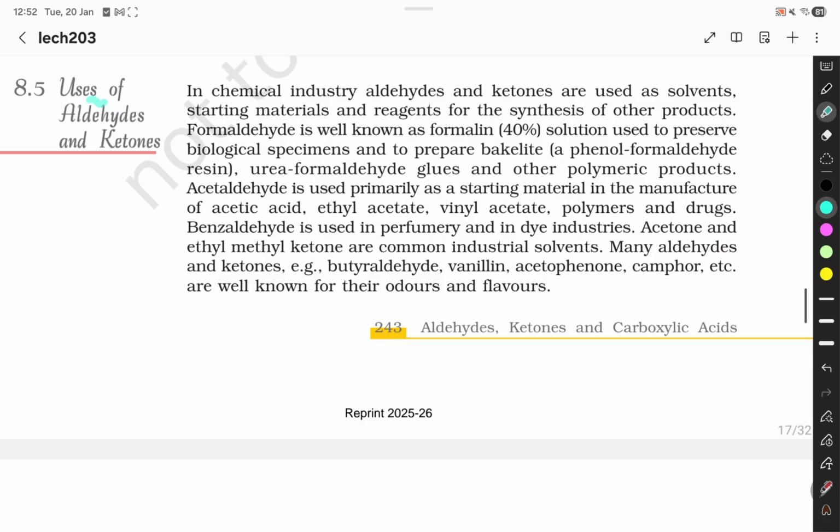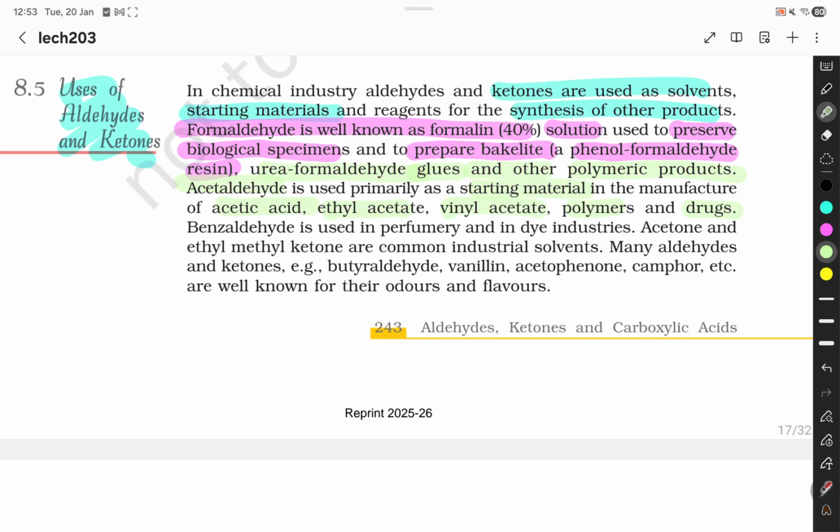Then you have uses of aldehydes and ketones. Their uses: solvent, starting material for synthesis. Formaldehyde is also known as formalin, a well-known solution used to preserve biological specimens and to prepare Bakelite, which is a phenol formaldehyde resin. Urea formaldehyde glues and other polymeric products are also prepared. Acetaldehyde is used as starting material for acetic acid, ethyl acetate, vinyl acetate, polymers, and drugs.